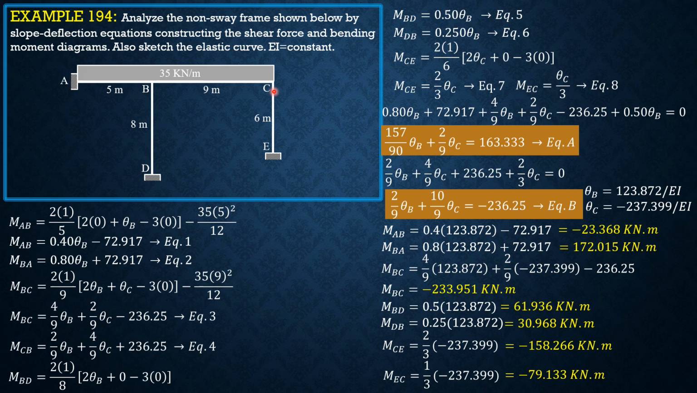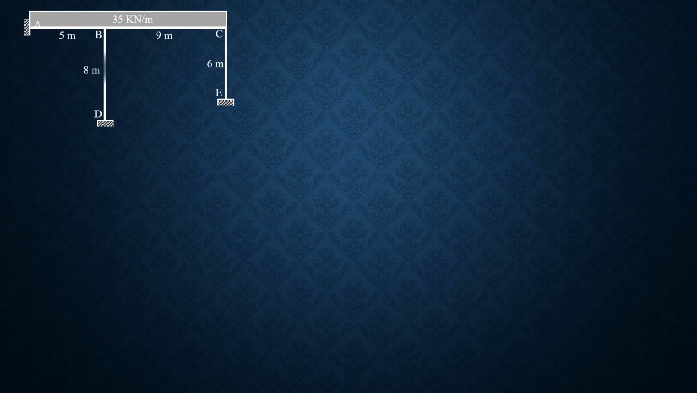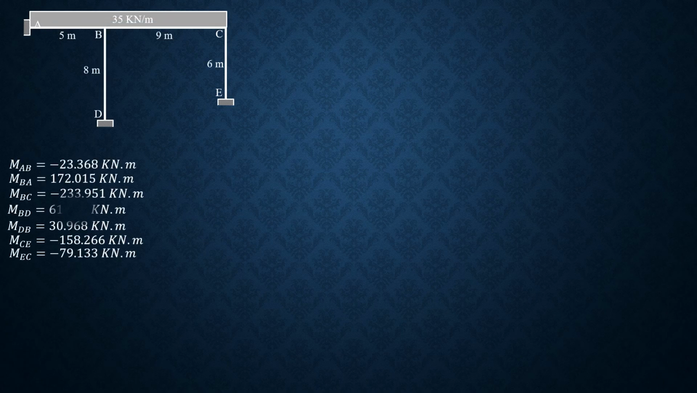Again, MCB is positive 158.266. It is not shown here, but that's automatic because there are only two members attached to C. So if MCE is negative, then MCB would be positive, same value. So let's have the results from the preceding slides. For the moments, these were the results.